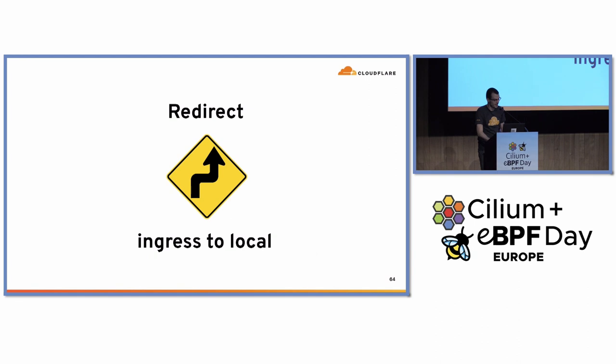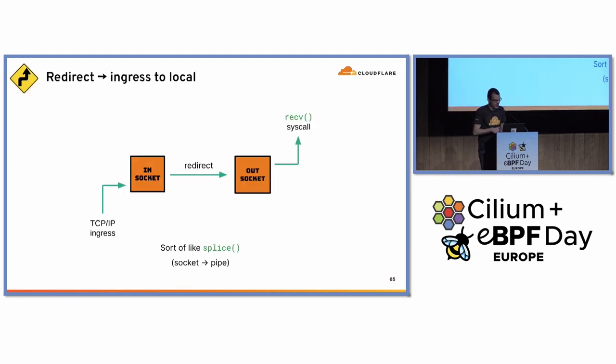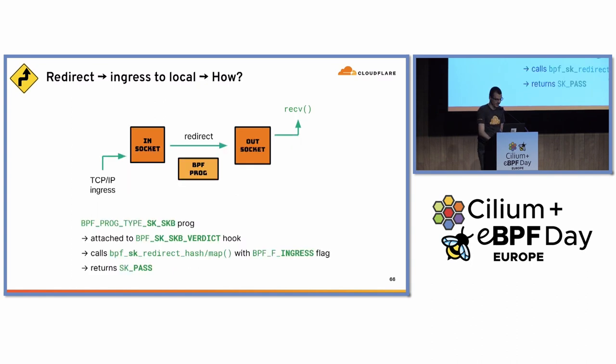Finally, the last redirect setup. When data comes in, a packet comes in from the network stack, we receive it in one socket, but then we don't read it out from that socket. Instead, we redirect it and read it out from another socket. So like splicing from a socket to a pipe. Again, the same kind of program as before, but because we're going with the data to user space, we now need to set the ingress flag when invoking our redirect helper.